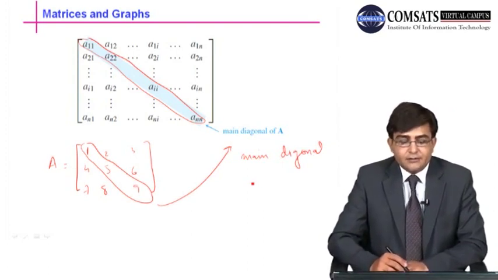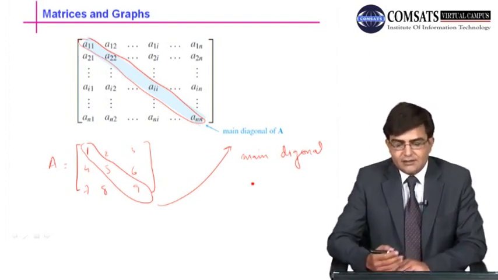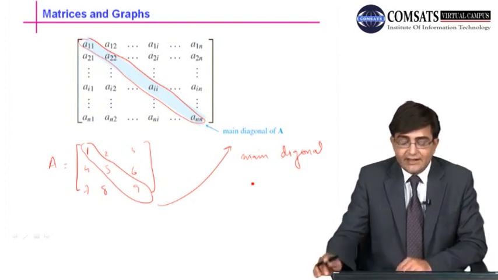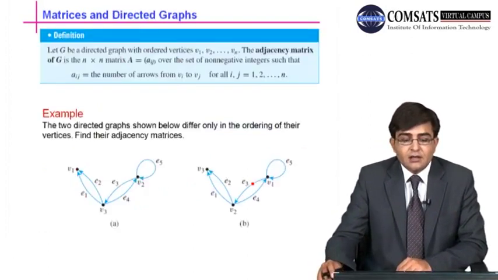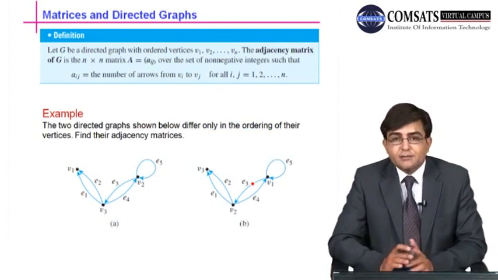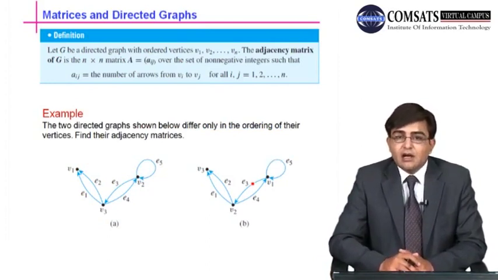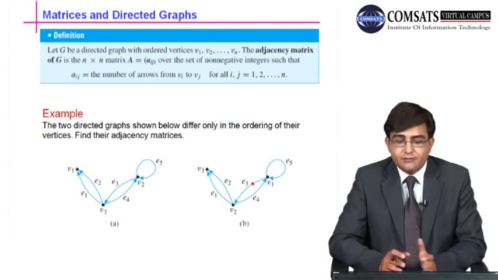Another property of matrices is symmetric and anti-symmetric or non-symmetric matrices, which we'll discuss in further slides. Now, what is the relationship between matrices and directed graphs? How do we construct a matrix if we are given a directed graph?